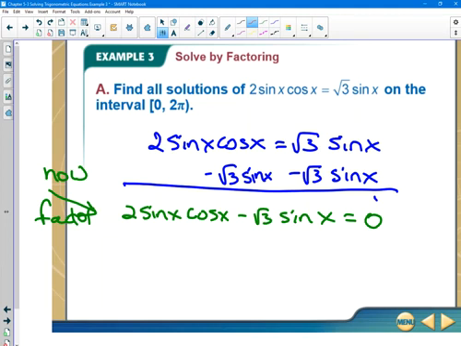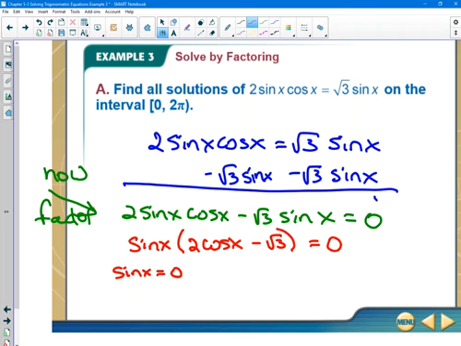So sine x will come out here. And what's left inside? 2 cosine x minus root 3 equals 0. So now this is kind of where we get into the quadratic situation also, where we have two solutions. We have sine x equals 0 and 2 cosine x minus root 3 equals 0. So we have to solve for each one of those.